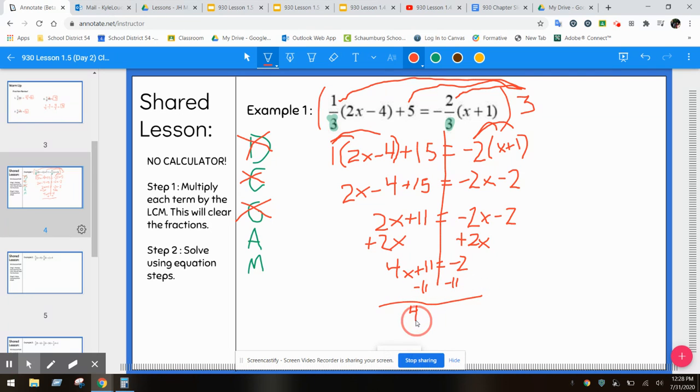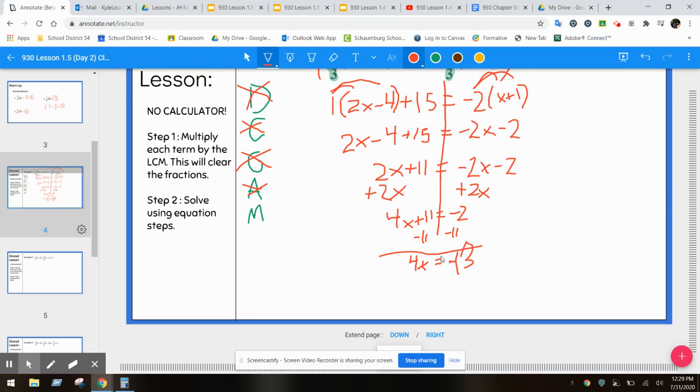I get 4x equals negative 2 minus 11. The same sign, so I'm going to keep them together and add. 11 plus 2 is 13, so it becomes negative 13. Whoa, got a little curvy with that 3, that's all right. My last step is to multiply or divide by the coefficient. So I'm going to divide by 4.